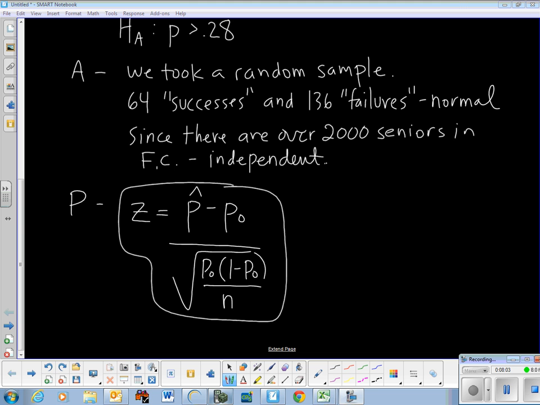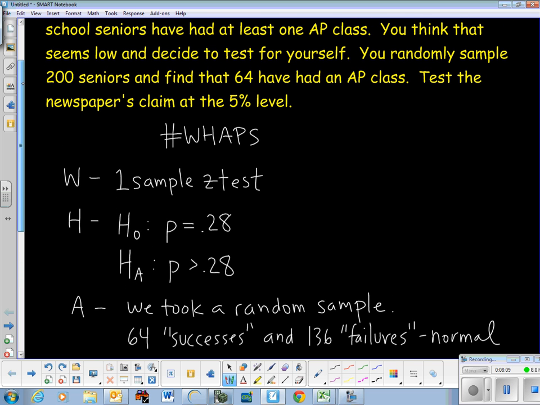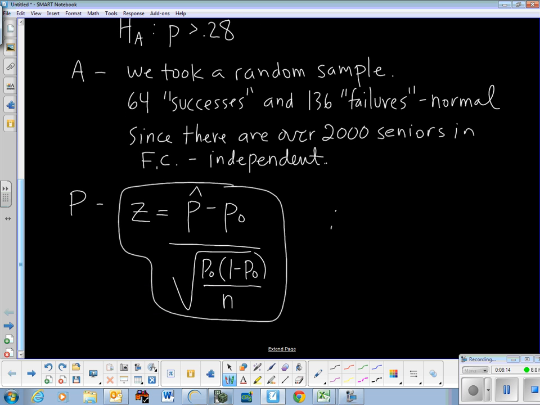In this case, p hat, our sample proportion, since we had 64 out of 200, that's the same as 32 out of 100. So p hat is 0.32. P naught was 0.28. Right away we can tell that our sample is higher than 28%, but is that just normal variation? Do we just happen to be on the upper end, or is this a result so rare, so high, that it would nearly be impossible to sample 200 and get a result this high? Because as we know, the more we sample, the closer we'll be to the true value.